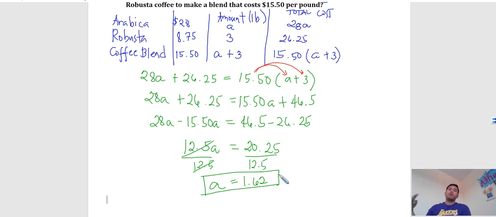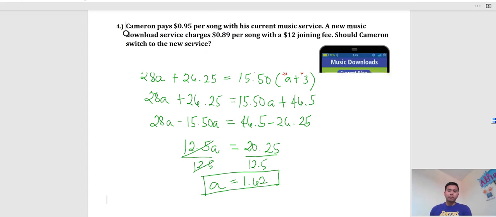So to interpret our answer, you must mix 1.62 pounds of Arabica coffee with 3 pounds of Robusta coffee to make the blend that costs 15.50 per pound. All right, next problem.